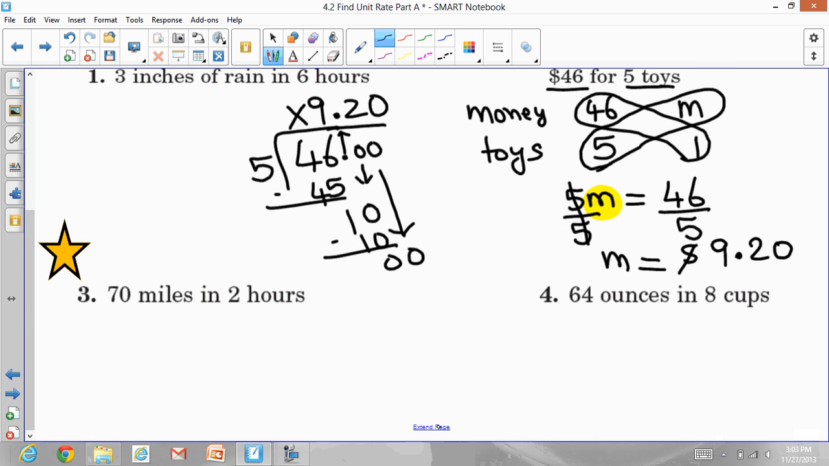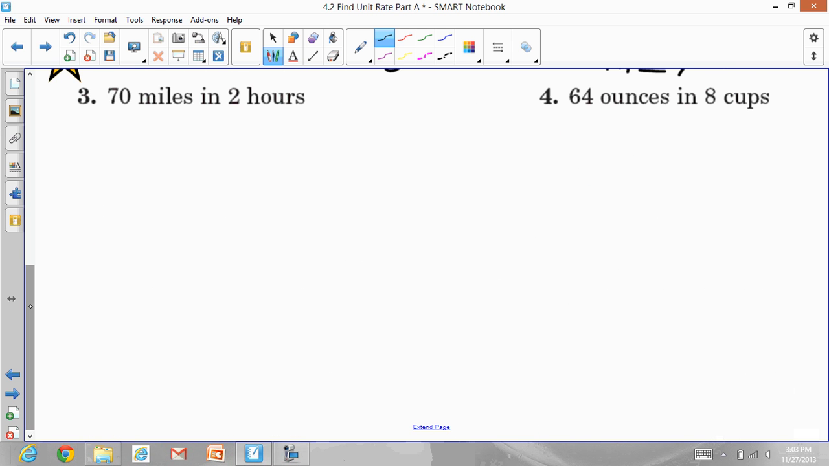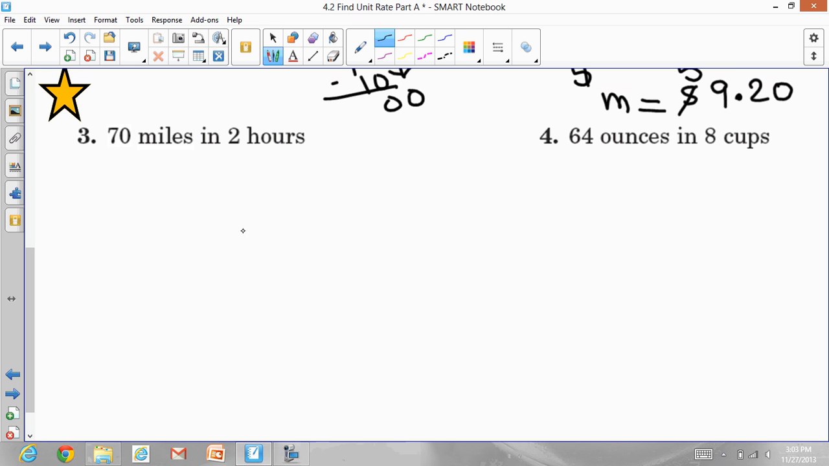Let's focus on question number 3. 70 miles in 2 hours. You want to find the unit rate. The unit rate means you want to find for 1 hour. So miles and hours. So the miles in this case is 70. The hours in this case is 2. You want to find the unit rate, which basically means you want to find for 1. And this will be the missing. The last one is your missing.